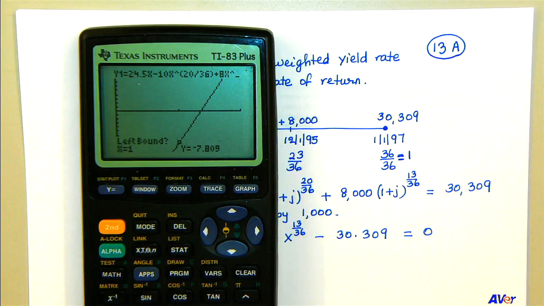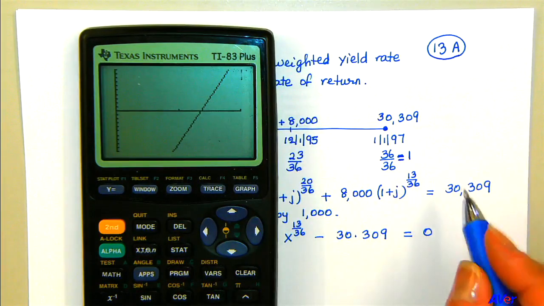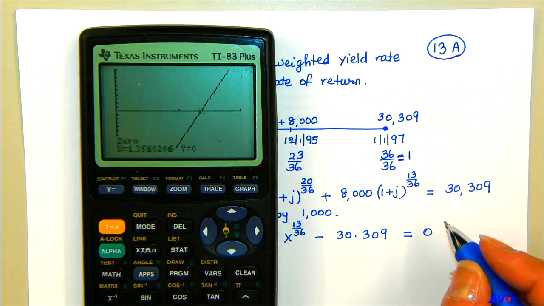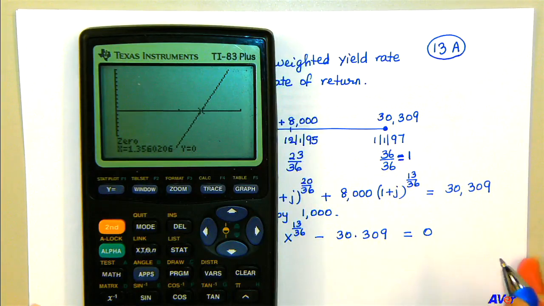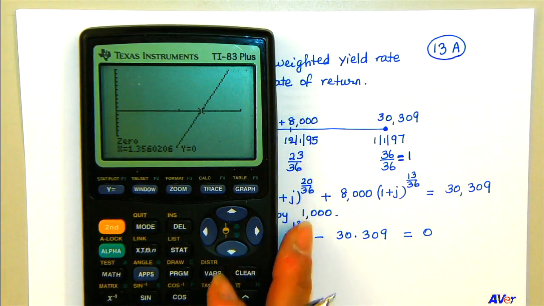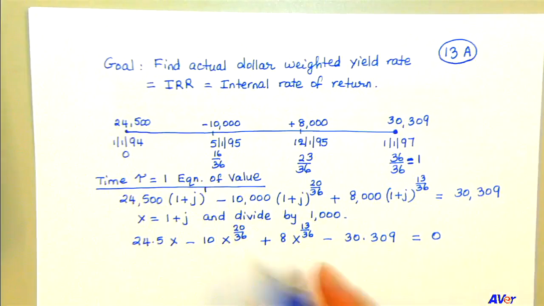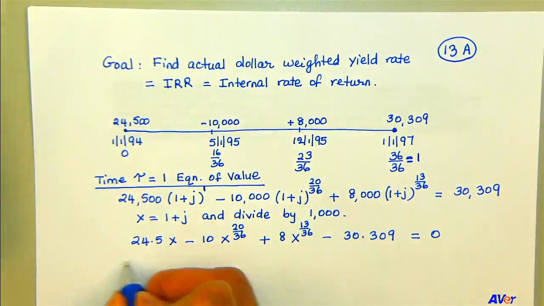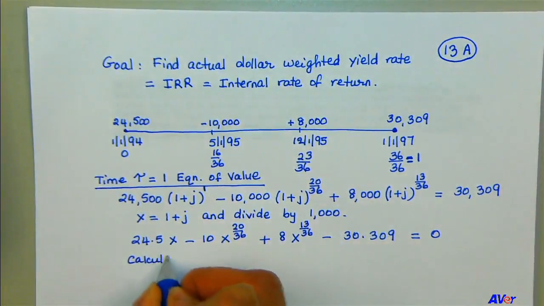So left bound 1 sounds good. Right bound, say 1.5. You could have said 2 even. 1.5. Guess 1.5? Sure. Hit enter. So for 0 I get 1.356. Did you? Great. So before I do anything, let me say I'm using the calculator.